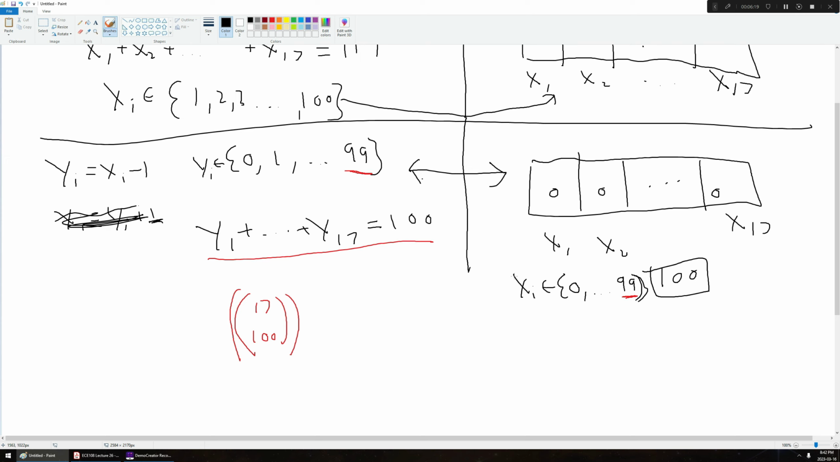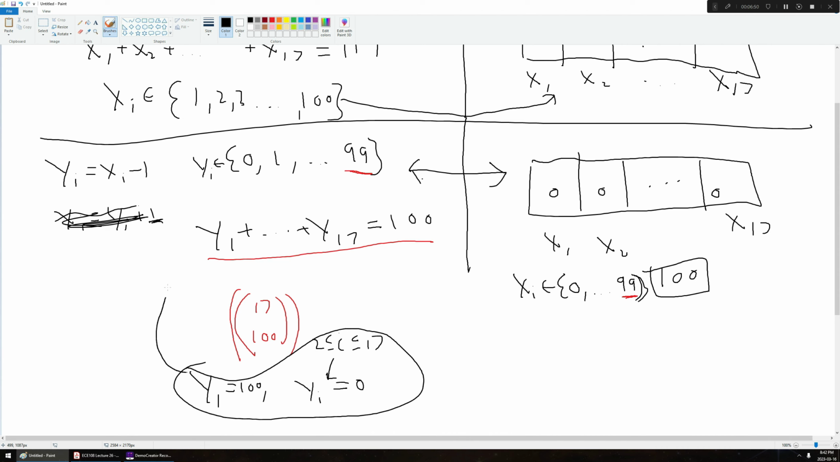But now we have to ask the question, does adding this extra restriction limit any of my solutions? And the answer for this case is yes, right? I could pick the solution y1 is equal to 100, and the rest of the y's, so yi is equal to 0, where i is bigger than or equal to 2 up to 17, right? 100 plus 0 plus 0 plus 0 is 100. This solution violates this condition, right?